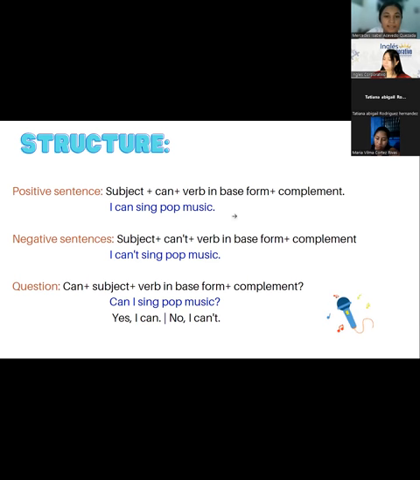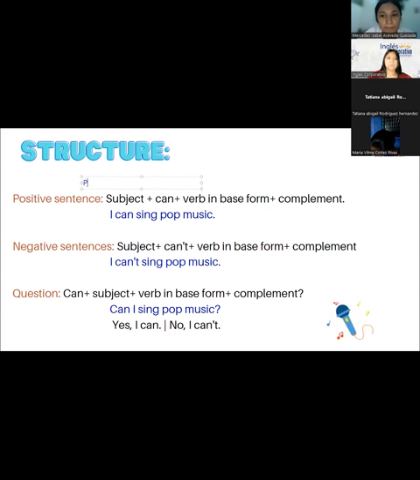Positive sentences. Subject, how do you say más in English? Plus. Yes. Okay, subject plus can plus verb in base form plus complement. I can sing pop music. Okay. Negative sentence. Subject can't, verb in base form, plus complement. I can't sing pop music. Very good.